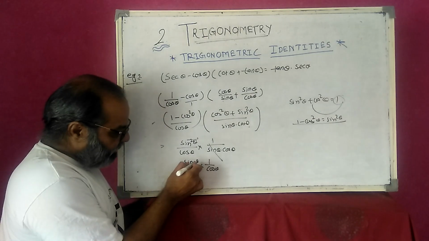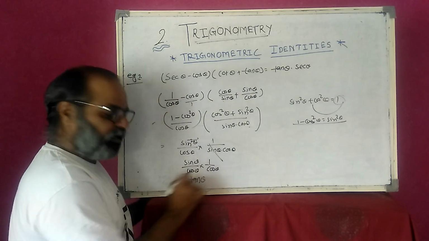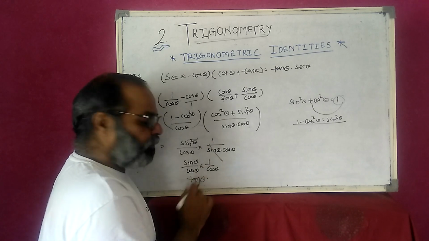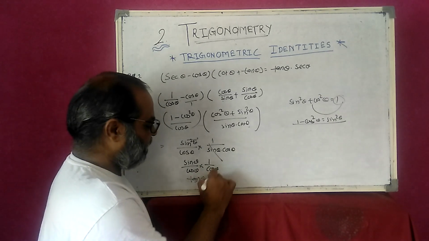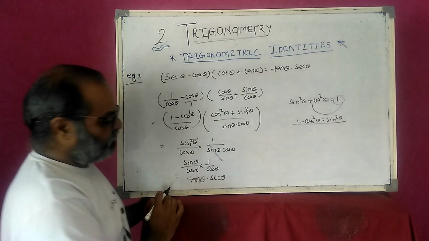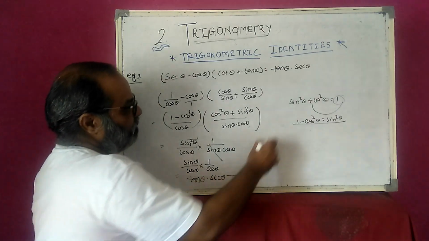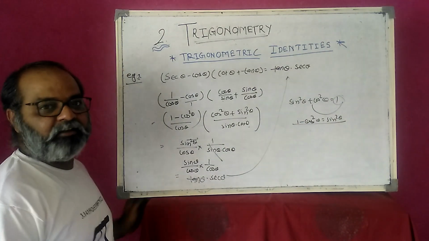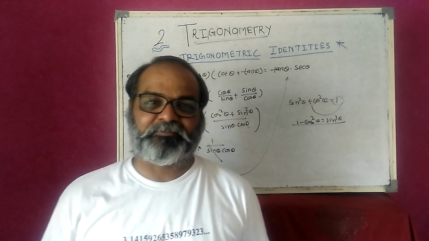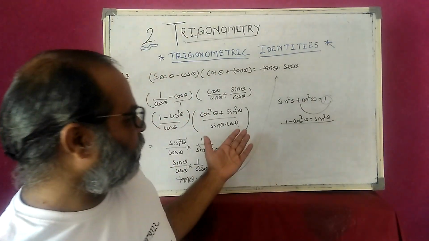Again we know that sin theta upon cos theta is tan theta, and 1 upon cos theta is sec theta. So let's look where you get the right hand side. Yes. So our left hand side and right hand side become equal. So I think you get it.